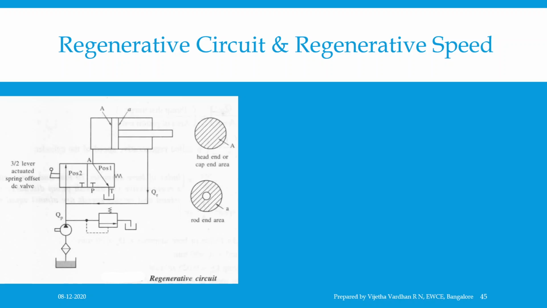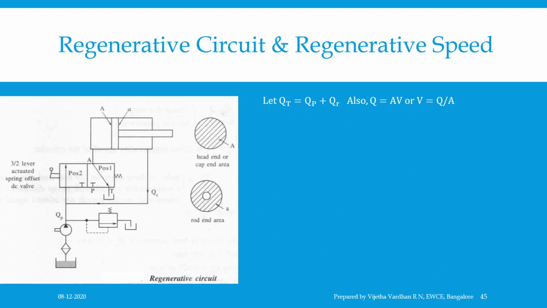Then, how do we calculate the speed of the cylinder? Now, the regenerative speed will be calculated as follows. Let QP and QR be the discharges of the pump and the return oil on the rod end side respectively. Let QT be equal to QP plus QR, the total discharge input to the head end or the cap end side of the cylinder. Let capital A and small a be the areas of the piston surface on the cap end and rod end of the cylinder respectively.